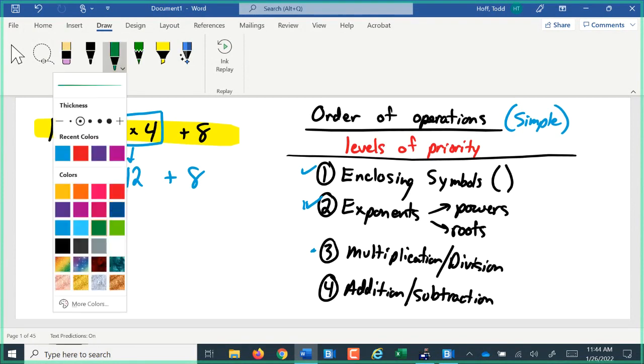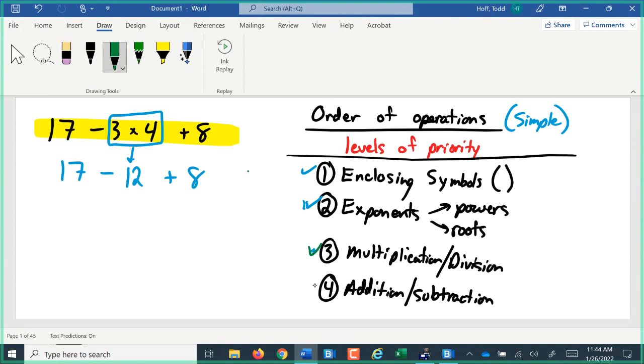Now there's no more multiplication and division, so that's done. We can go down to addition and subtraction. Now there's both here in this problem. If there is more than one item on the same level of priority, then we do work left to right, just like reading a book. So here, going left to right, the first one we run into is that subtraction, 17 minus 12. Again, notice I put a box around the 17 minus 12. I'm going to do the calculation and replace the 17 minus 12 with 5. Everything that's outside the box gets rewritten exactly as it was.